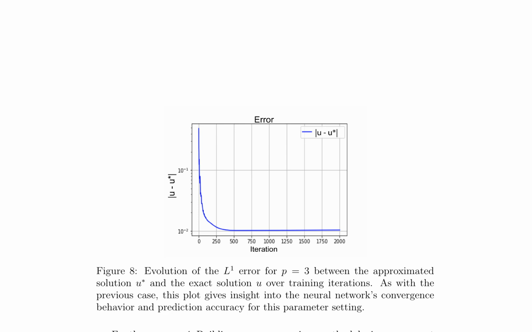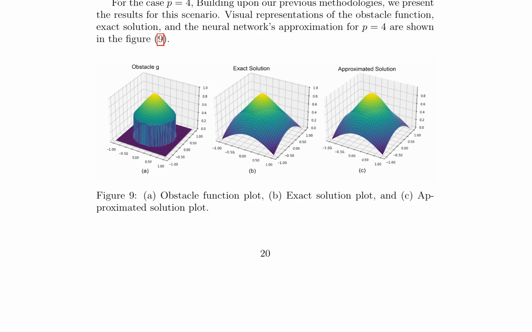The evolution of the L1 error for a parameter setting p equals 3 is analyzed, providing insights into the neural network's convergence behavior and prediction accuracy. A visual representation of the obstacle function, exact solution, and the neural network's approximation for p equals 4 is presented in Figure 9. This figure demonstrates the methodology's effectiveness by plotting the obstacle function, exact solution, and the approximated solution.